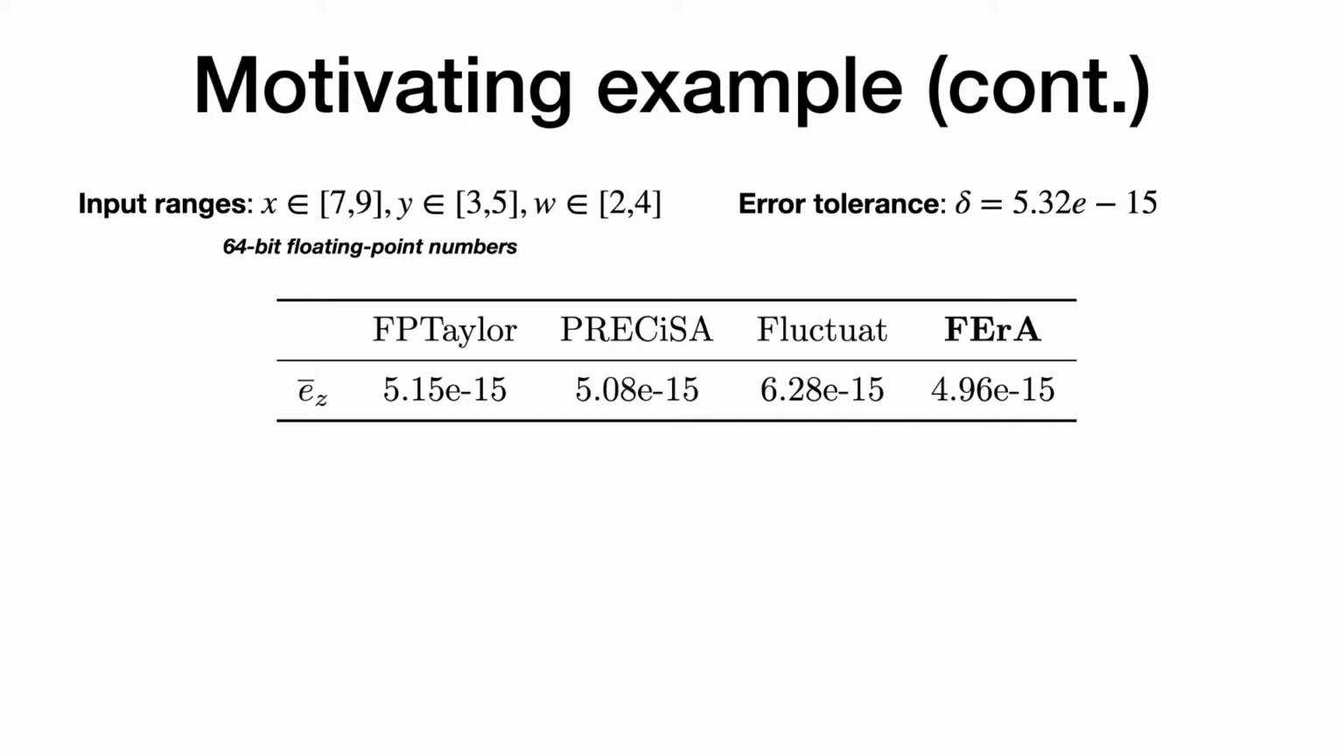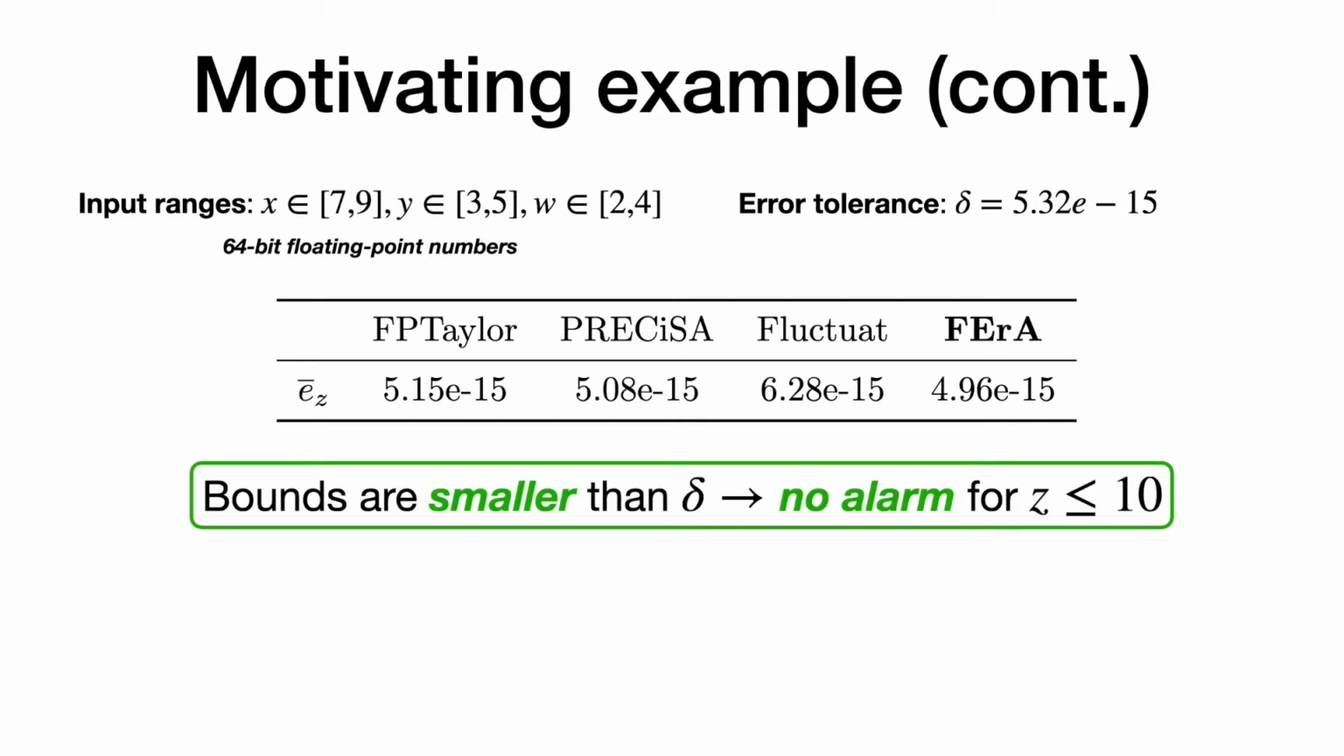We have compared our tool FERA to 3 other tools, FPTailor, Precisa, and Fluctuate. In the table below, you can see the over-approximation of the error computed by each tool. Note that all bounds are smaller than delta, except for the one computed by Fluctuate. This means that no alarm will be raised for z less than or equal to 10 over reals. In this case, Fluctuate raised a false positive. This means that it thinks that the alarm can be raised, whereas in practice it is never raised.